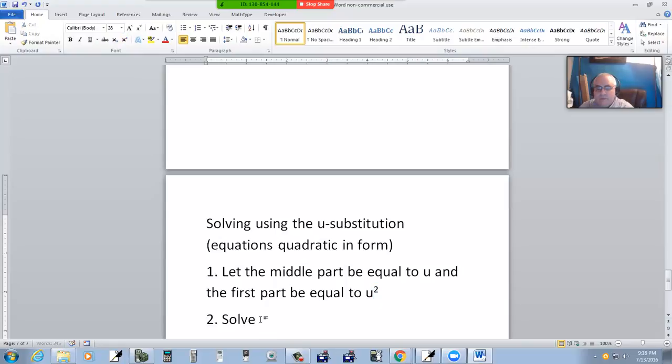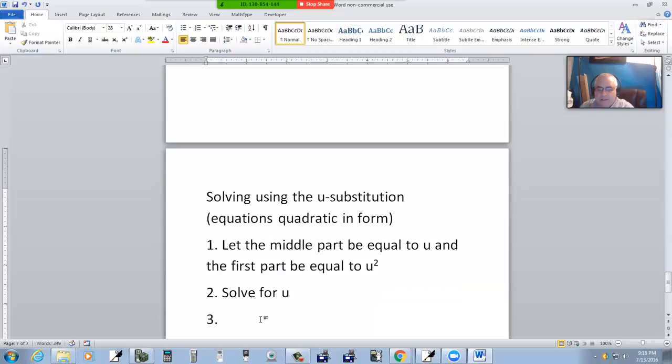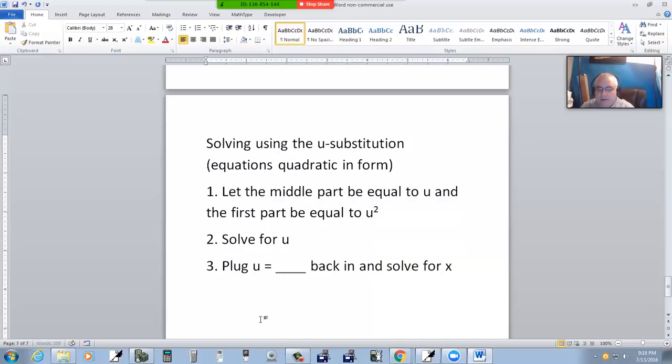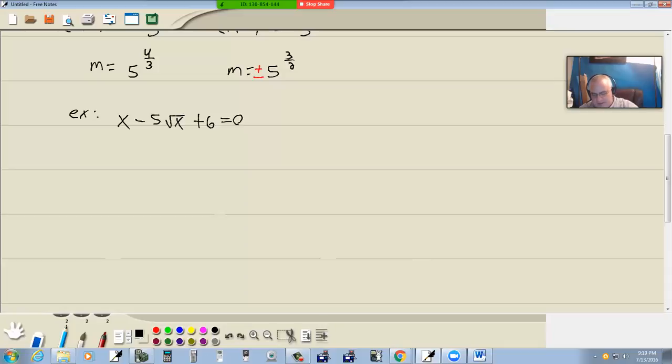Step 2. Solve for u. Step 3. Plug u equals blank back in and solve for x. Now, when you can use this method: if you can take your middle part, which never includes a number in front, the coefficient. If you can take your middle part, which is the square root of x, and raise it to the second power, when I square a square root, they cancel each other, so that gives me x. If this is now equal to the first part, that's when you can use this technique.